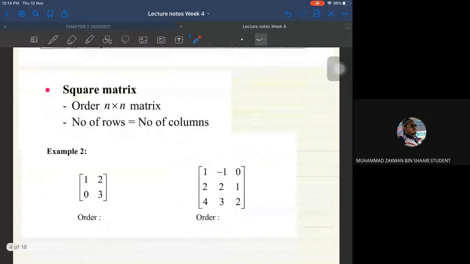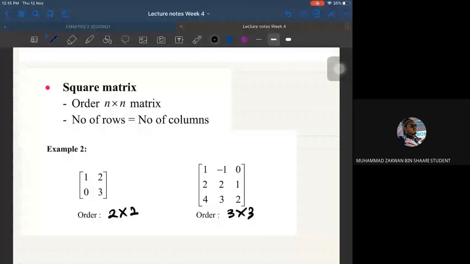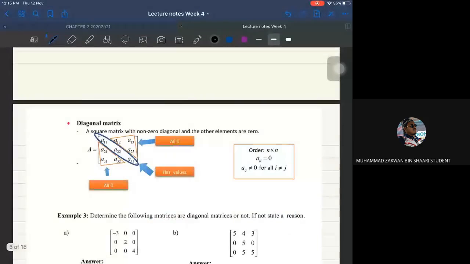Okay. So the first one is a square matrix. So what is a square matrix? When you have the same size or same order. Okay. Number of row is equals to number of columns. So in this case, clearly the order or the size of the matrix is 2 by 2, and this one is 3 by 3. Okay, bila kita kata square matrix, dia punya row dengan dia punya column mesti sama.